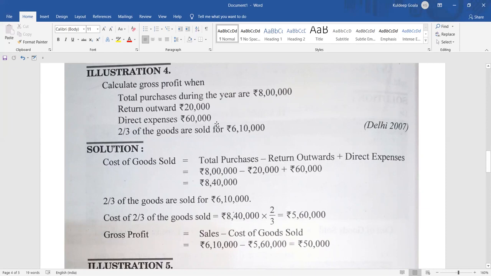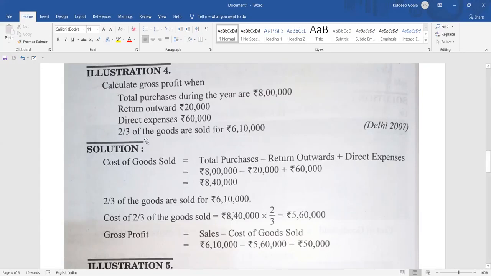After that, what is there? The direct expense is 60,000. After that, it is told that 2/3 of the goods are sold for 6 lakh 10,000. Clear? It indicates that of whatever goods we have, 2/3 of the goods are sold for 6 lakh 10,000. Now let's first find out the cost of goods sold.